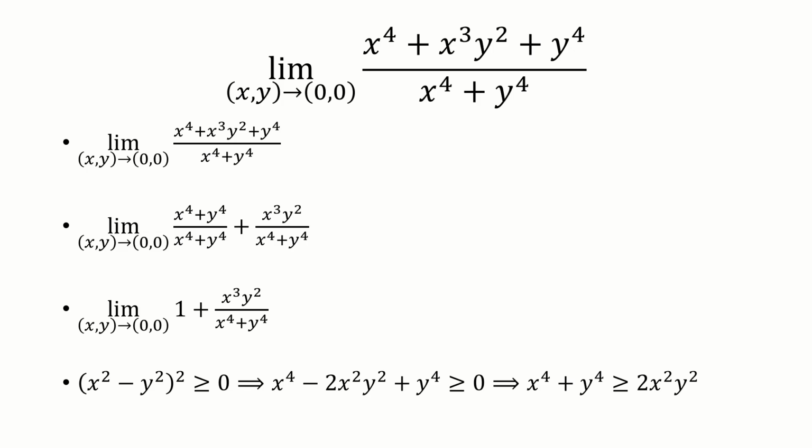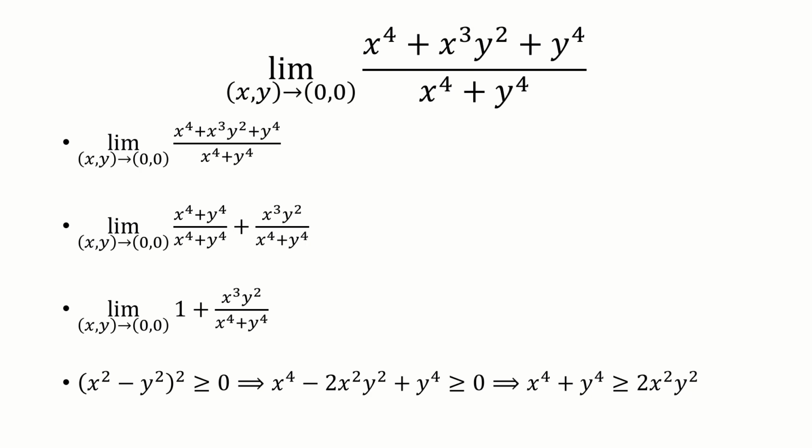So what I'm going to do is break it up into two fractions. The first one, we have an x^4 + y^4 on the top, all over x^4 + y^4. And then what's left is x^3 y^2, over x^4 + y^4. Now the first fraction just cancels and you're just left with 1. So we need to find the limit of x^3 y^2 over x^4 + y^4. And so here we want to be clever and use the squeeze theorem.